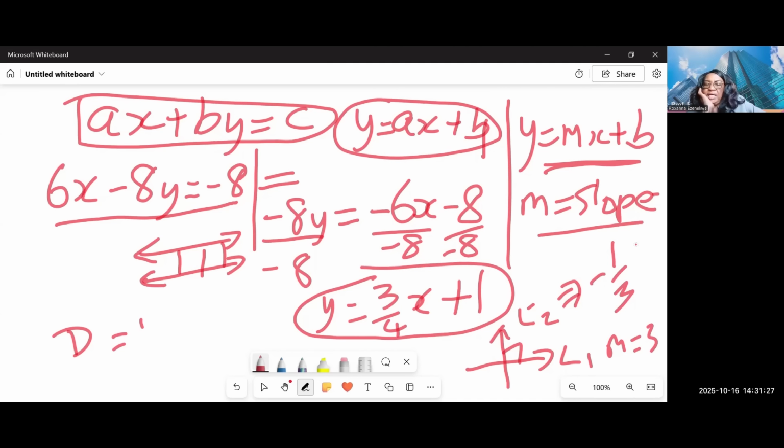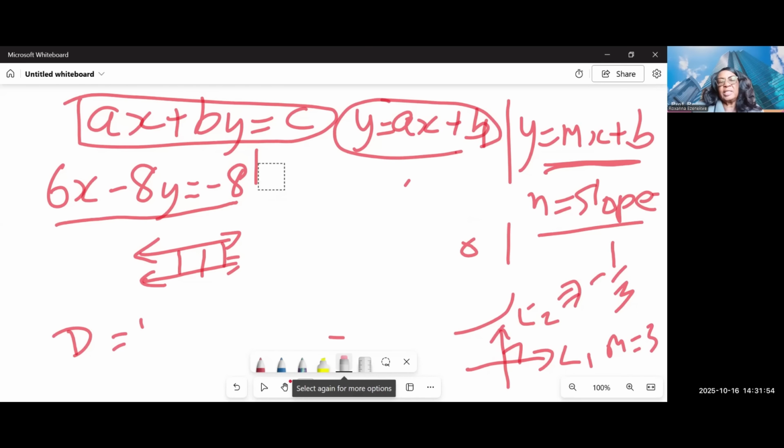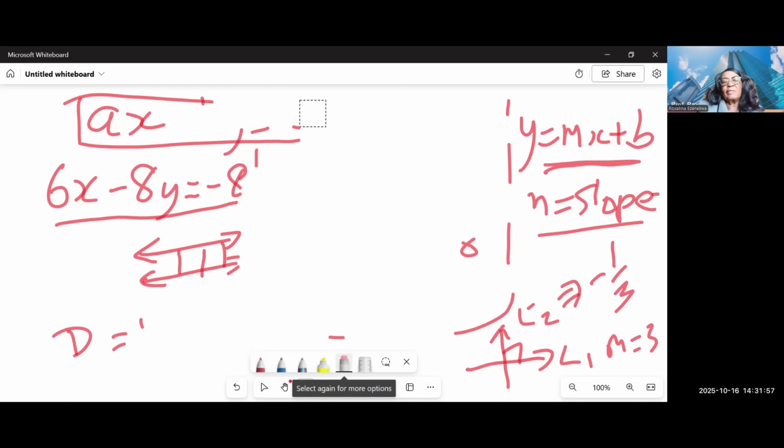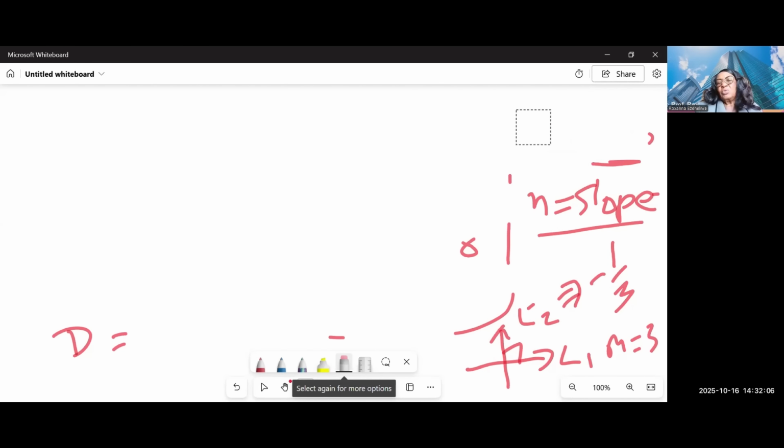Let me say that again. If two lines are perpendicular, they have negative reciprocal slopes. But if two lines are parallel, they have equal slopes. We are going to see both of them as we go ahead. I am going to clean a little bit and then go back to the worksheet. So if two lines are parallel, they have equal slopes. If two lines are perpendicular, they have negative reciprocal slopes, and we will see them.